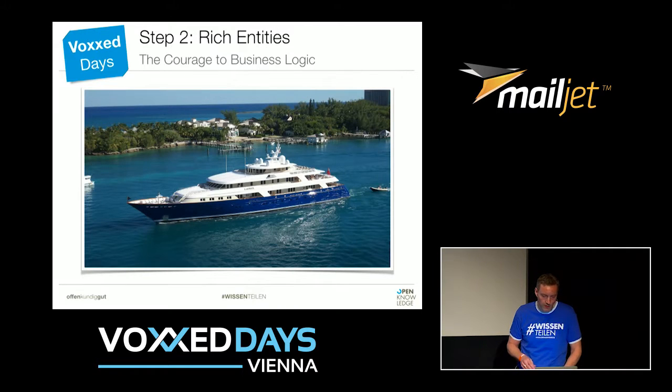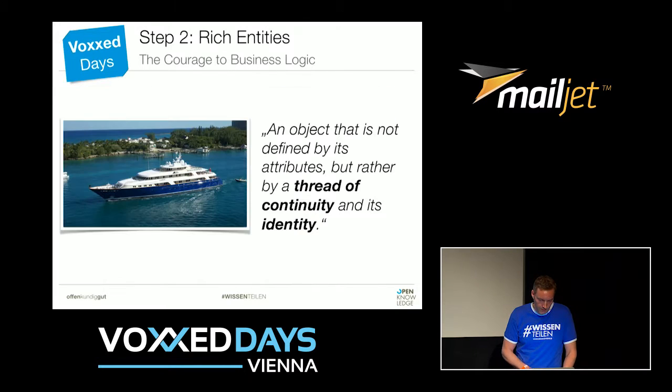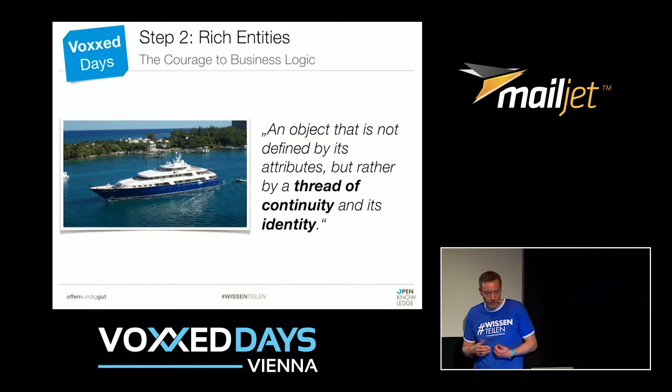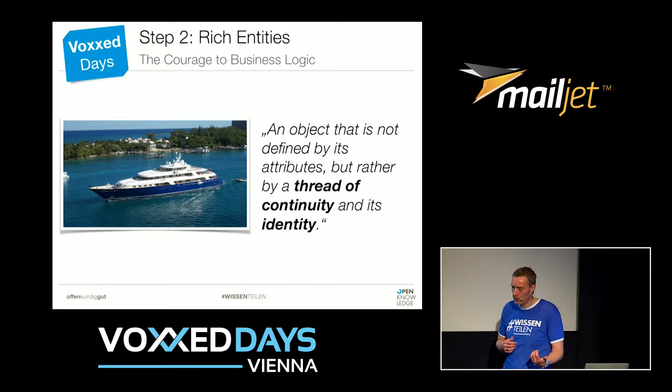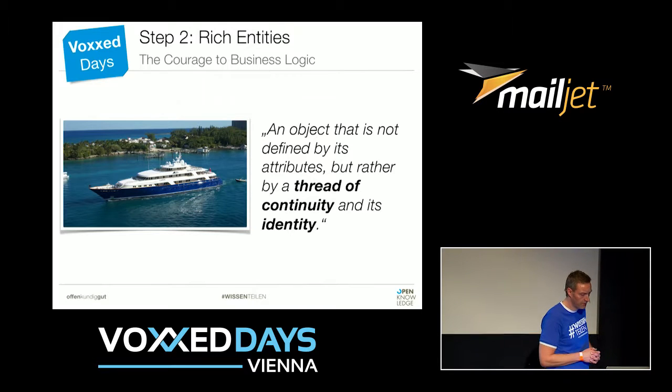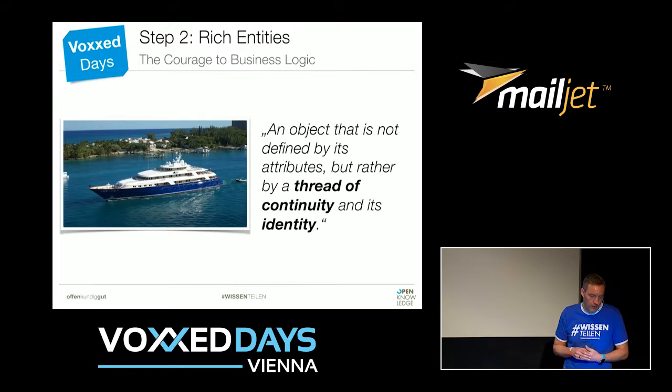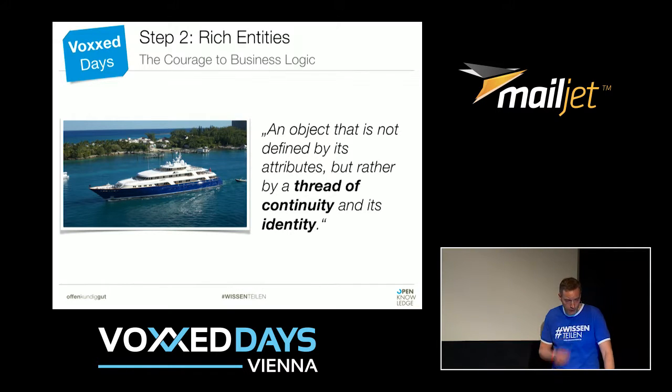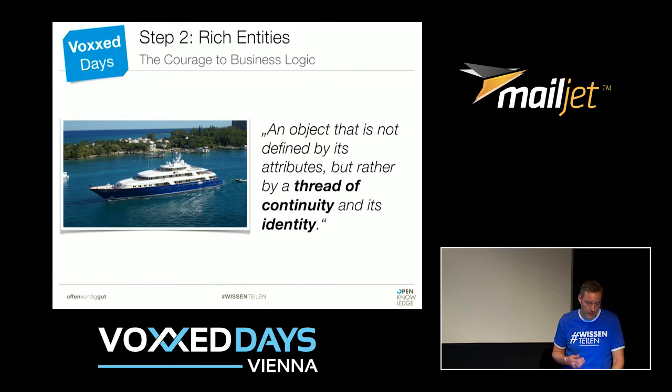So let's come to the next point, rich entities. What is a rich entity? We have two main players. We have the value objects for things like birthday, last name, first name, and stuff like this. Value objects have no continuity or identity. On the other side, we have the so-called rich entities, and a rich entity is an object that is not defined by its attributes, but rather by a thread of continuity and its identity.